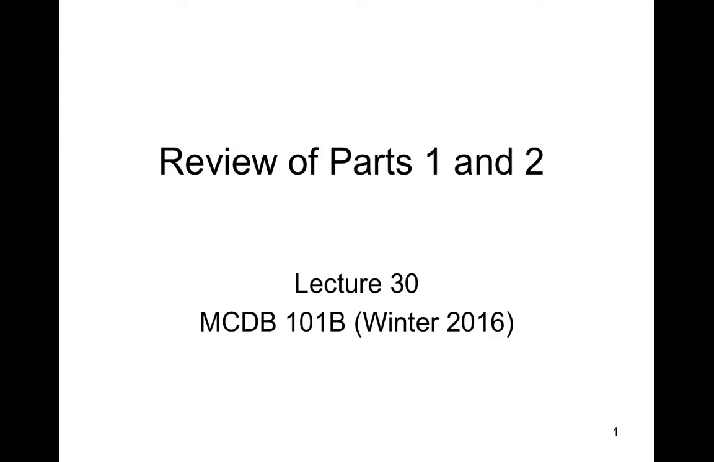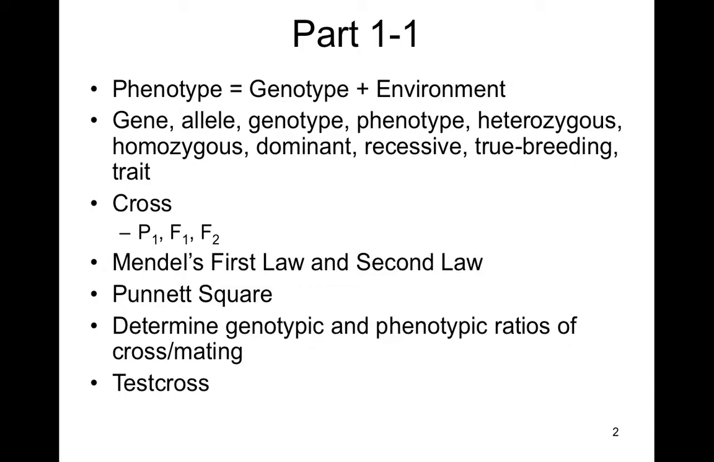This lecture is a brief review of the main concepts in parts 1 and 2 of MCDB 101B, Eukaryotic Genetics. Let us not forget our fundamental law of genetics: phenotype equals genotype plus environment, as well as our more quantitative formulation of this law from part 3. The total phenotypic variance in a population equals the genotypic variance, which is the variance due to different genotypes, plus the environmental variance, which is the variance due to different environments.